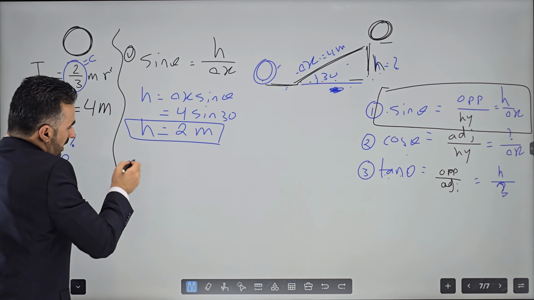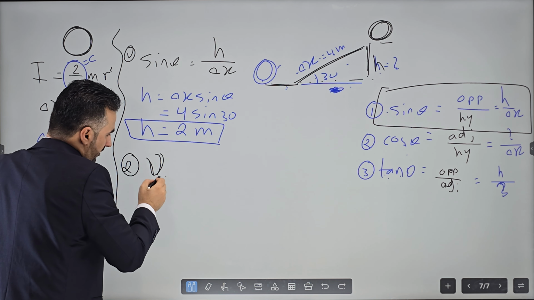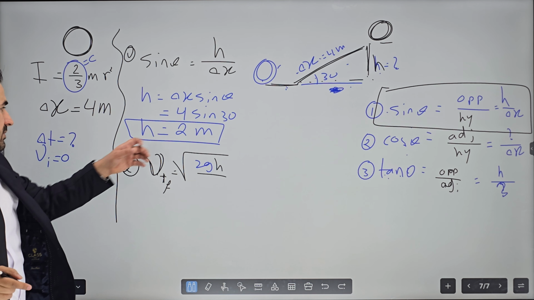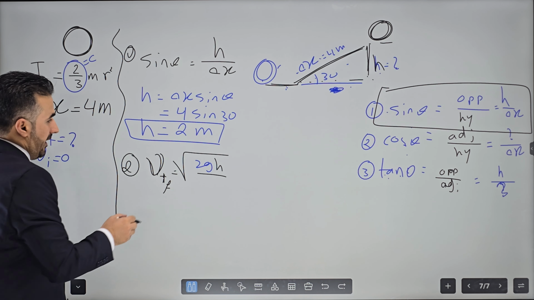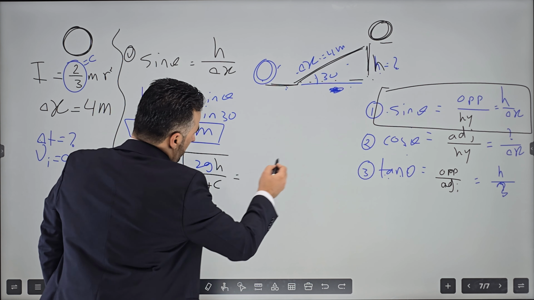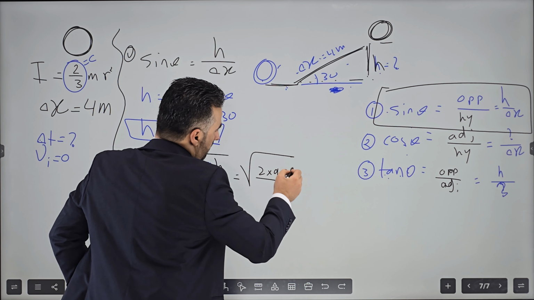The second step, I'll find the tangential V final at the bottom of the incline, which is equal to the square root of 2gh over (1 plus v). That'll be V final, by the way, because V initial is 0, the object started from rest, don't forget. So once again, 2 times 9.81 times the height we just found, which is 2, over 1 plus, what was the shape? It was a thin spherical shell, or basketball here, that is 2 over 3.